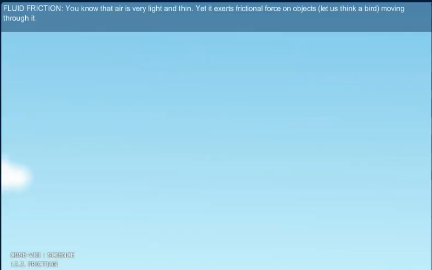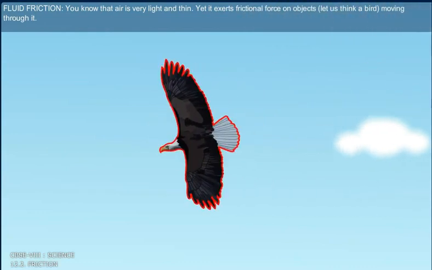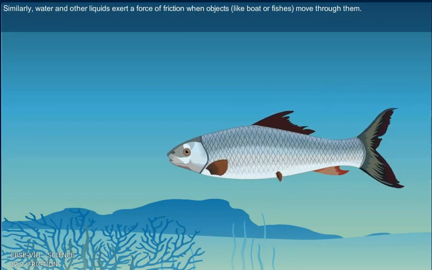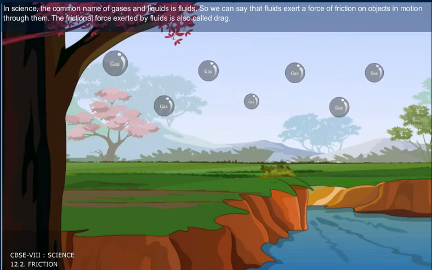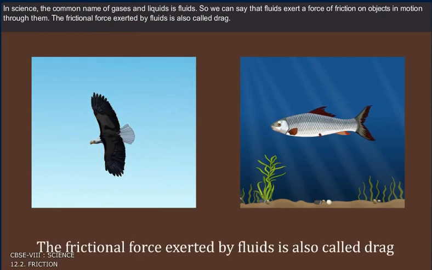Fluid friction. You know that air is very light and thin, yet it exerts frictional force on objects. Let us think of a bird moving through it. Water and other liquids exert force of friction when objects like boats or fishes move through them. In science, the common name of gases and liquids is fluids. So we can say that fluids exert force of friction on objects in motion through them. The frictional force exerted by fluids is also called drag.